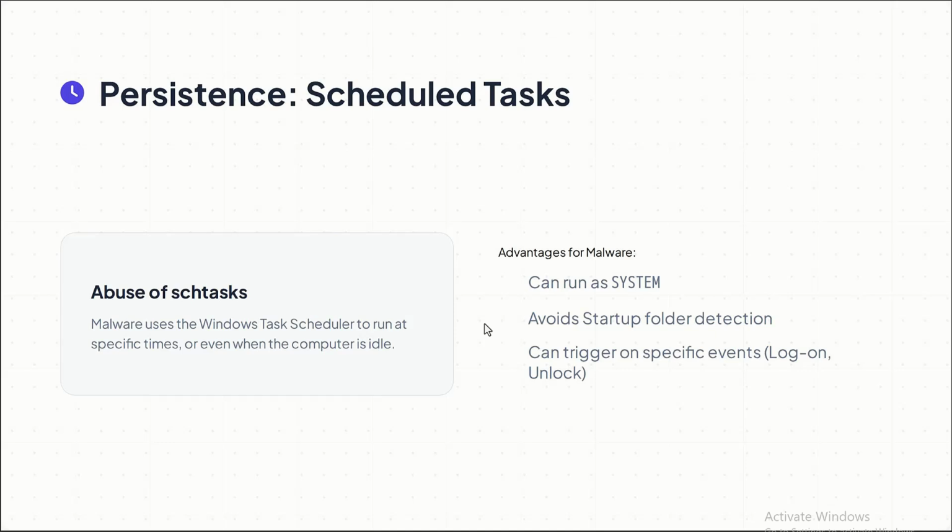Well, malware uses the Windows Task Scheduler. It's a trusted utility of the Windows operating system to run at specific times or even when the computer is idle. The advantage for malware authors of abusing scheduled tasks is to maintain persistence on the infected machine after the first foothold, run as SYSTEM, avoid startup folder detection, and trigger on a specific event. Okay?